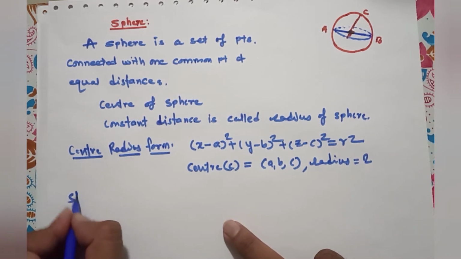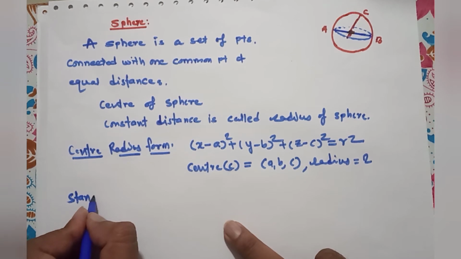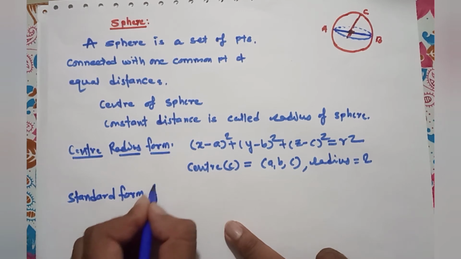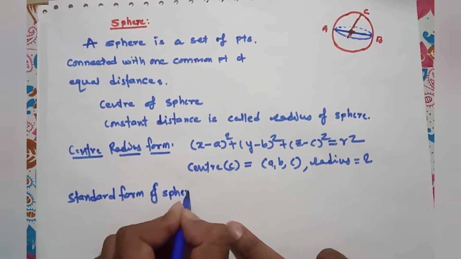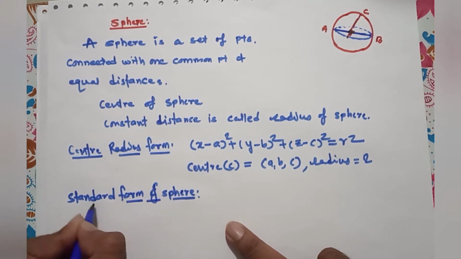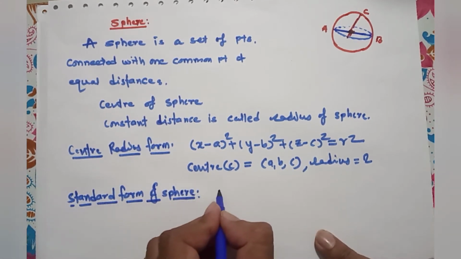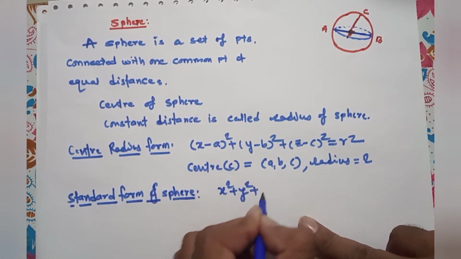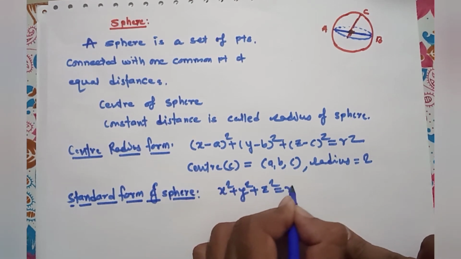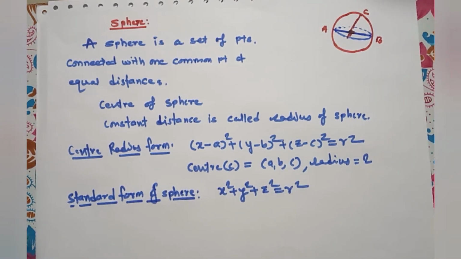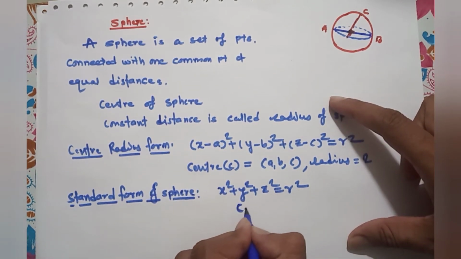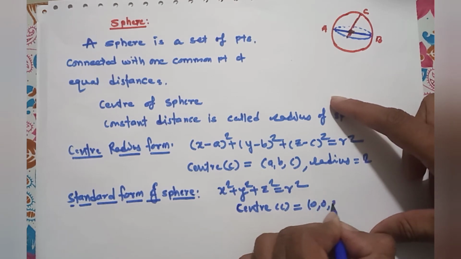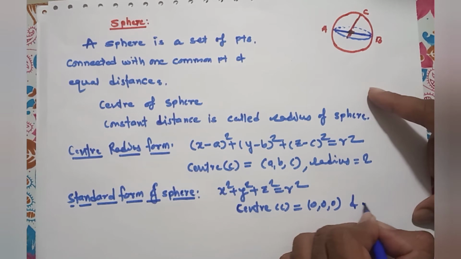Similarly, the standard form of the sphere. What is the standard form of the sphere? If the center of the sphere is at the origin, then this equation becomes x square plus y square plus z square equal to r square. So this is the standard form of the sphere, having center C at the origin and radius equal to r.